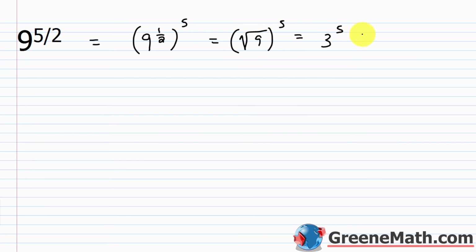All right, what if we saw 9 to the power of 5/2? Again, I'm going to break this up. I'm going to say this is 9 to the power of 1/2, and this is raised to the 5th power. And again, this would be the square root of 9 raised to the 5th power, which is what? 3 to the 5th power, which is 243.